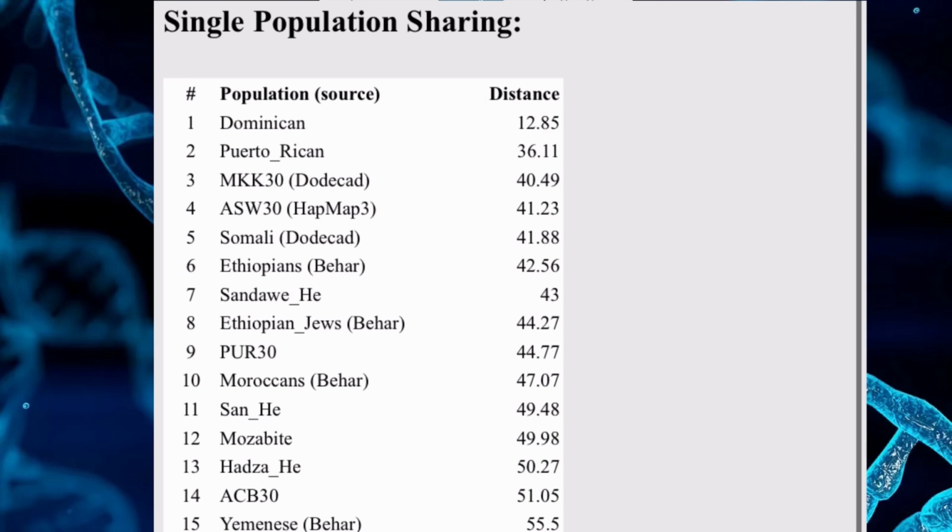So yeah, for distance, the higher the number, the farther you are away from that group genetically. So we can see that I'm a lot closer to Dominican than anything else on the list. And I have no idea what MKK30 or ASW30 stand for, but definitely Dominican and Puerto Rican are spot on, considering there is no Louisiana Creole category.